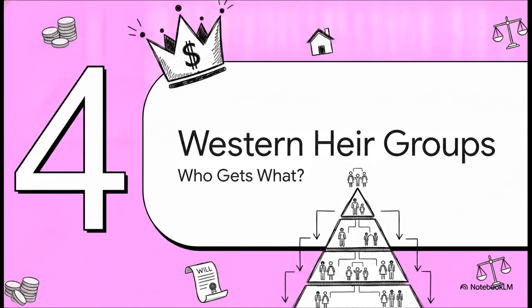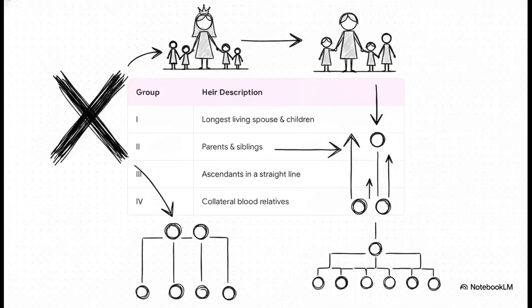Let's head into our final section, Western heir groups. The BW system uses a pretty rigid and prioritized 4-group system. The rule of thumb is this: a higher group automatically and completely blocks the rights of the lower groups. Top priority goes to Group I, the surviving spouse and their children. If Group I is empty, then the door opens for Group 2, which includes parents and siblings. It flows down from there to Group 3 for ascendants, and finally Group 4 for collateral blood relatives. It's like a super strict waiting line.